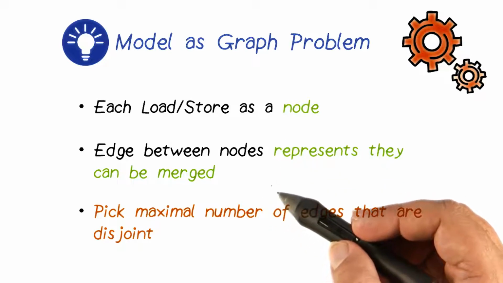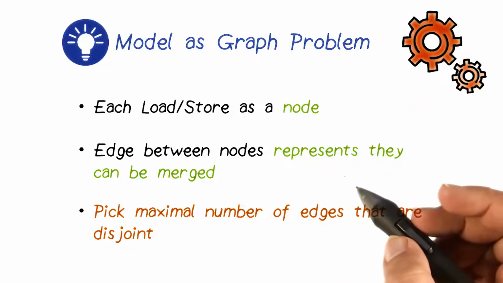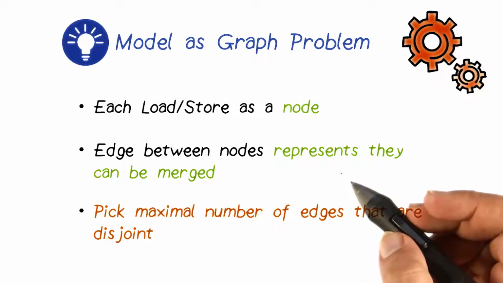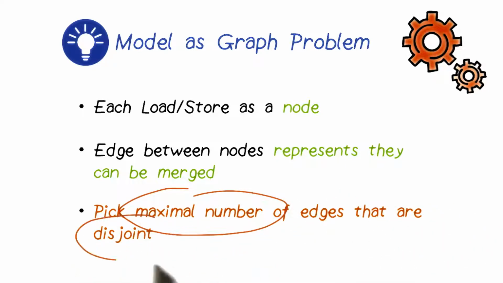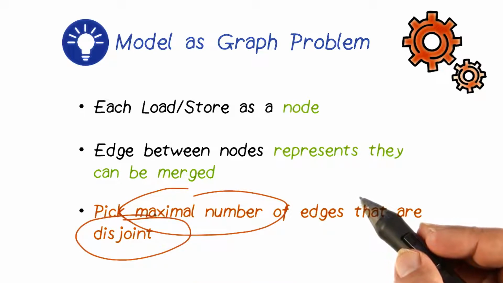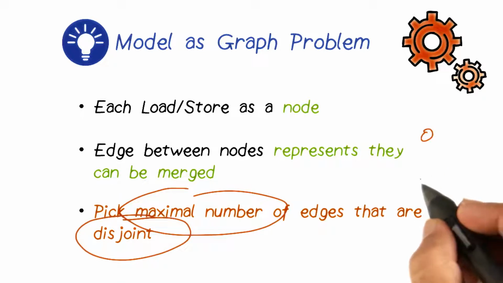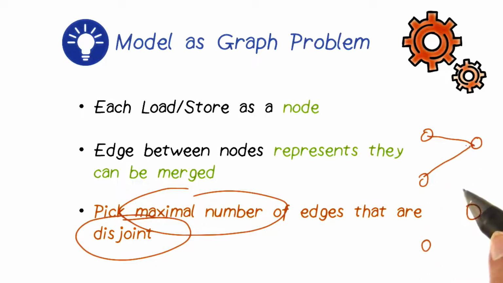Because remember, if one load is merged with another load, it is not available for merging with some other load. So that is why we pick the maximum number of edges, but we also make sure that they are incident on different nodes and therefore they are disjoint. So here is a nice visual of these. These may be different nodes which are loads, and here are certain other nodes which represent other loads. And now this node can be merged with this, or this node can be merged with this.